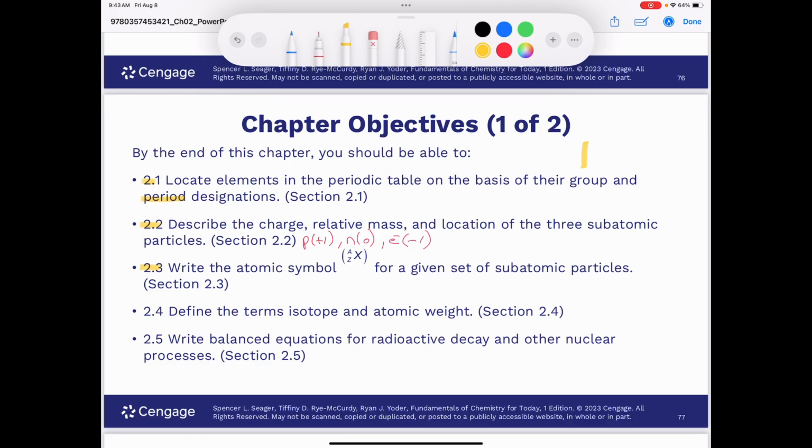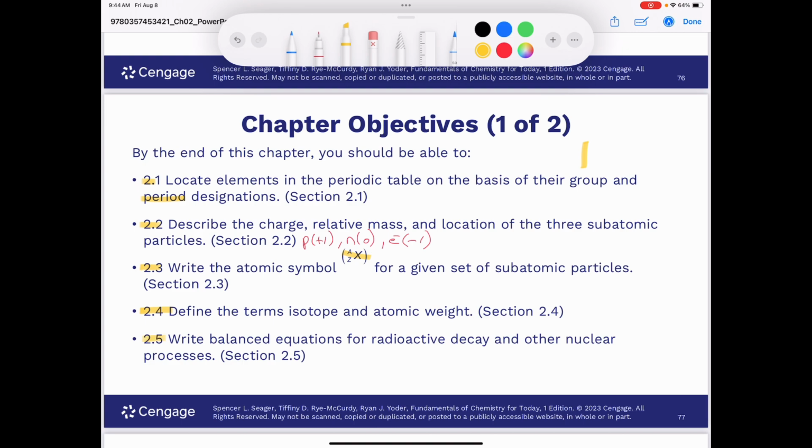You should be able to write an atomic symbol for a given set of subatomic particles. Sorry, this is stuck up here like this. But anyhow, you should know mass number and atomic number. So mass number would be A, atomic number would be Z, and the atomic symbol would be X here. You should know what an isotope is. So remember isotopes, so let's say you have 2 isotopes of carbon. They have the same number of protons, but different numbers of what? Neutrons, right?